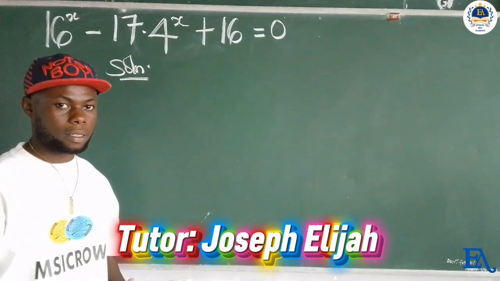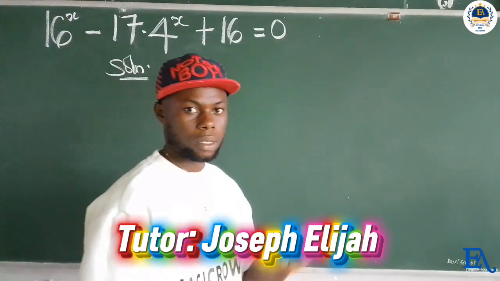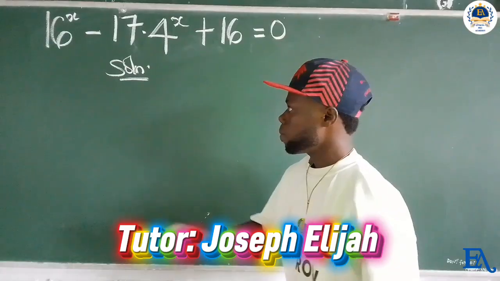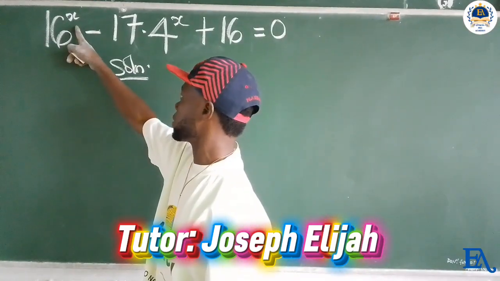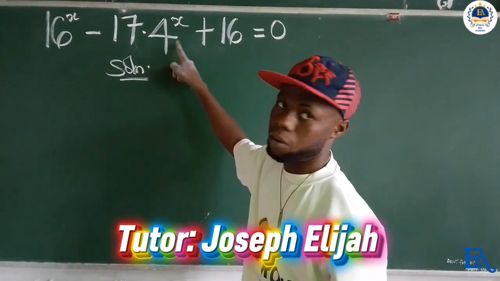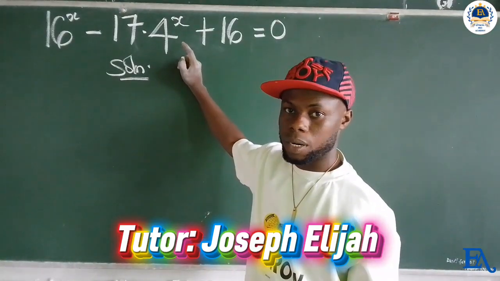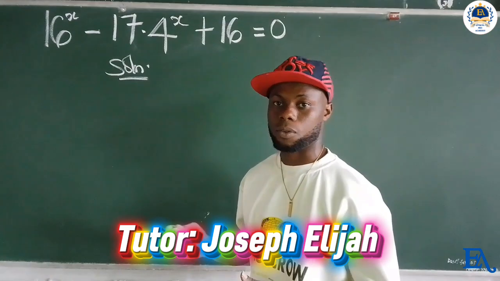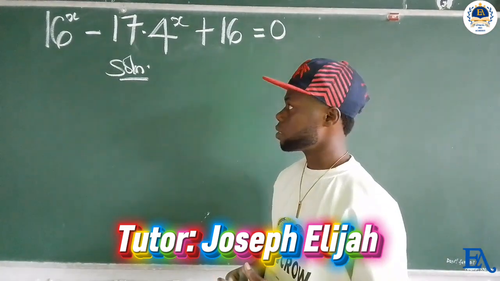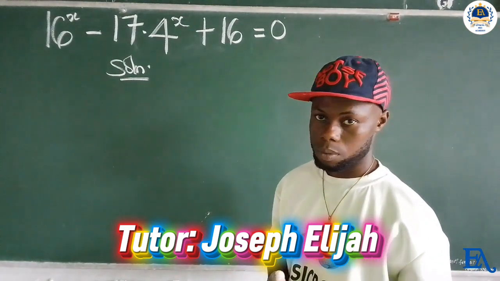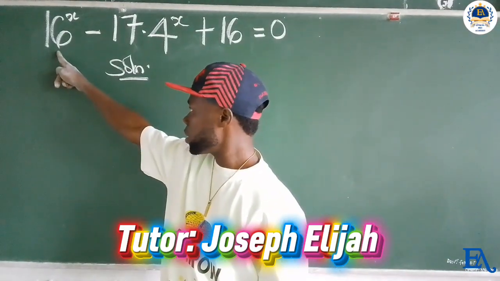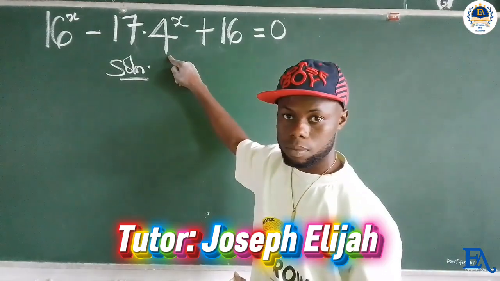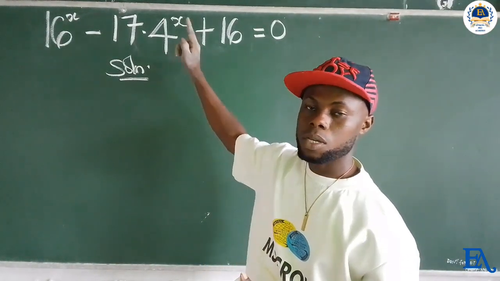Now we have to consider the terms with the power raised to the power of x. On the board, 16 is raised to the power of x and 4 is also raised to the power of x. If you are comparing the two numbers, we observe that 16 is greater than 4. That means it is also possible to change this 16 raised to the power of x into 4 as the base raised to a certain power.